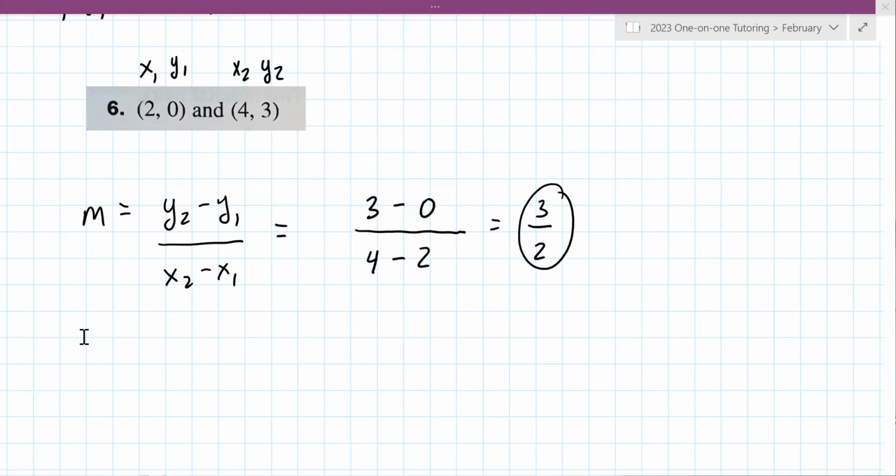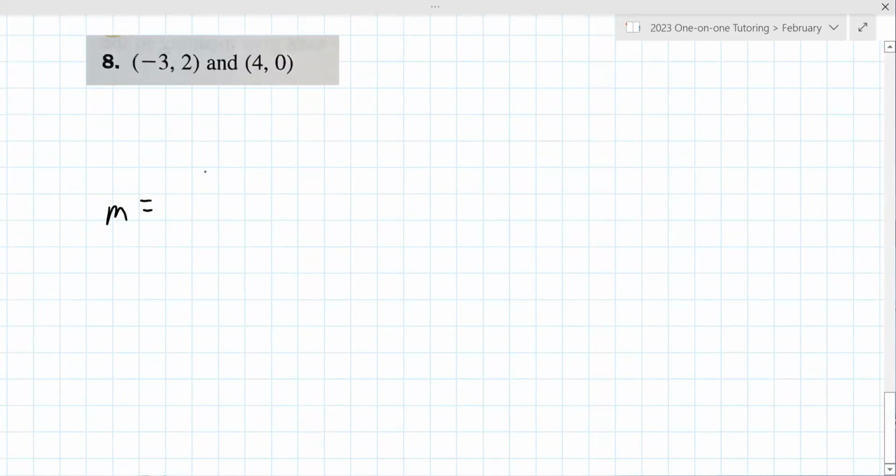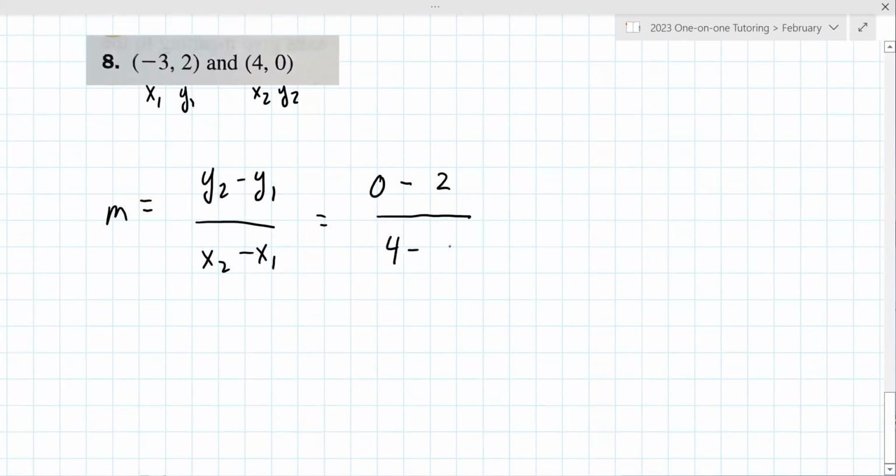That's going to be a little bit more complicated. Again, it's always good to write out that formula, y2 minus y1, x2 minus x1. And I like to label them x1, y1, x2, y2. So it's 0 minus 2 over 4 minus a minus 3. Whenever I substitute for negatives, I put it in parentheses. That just really helps there. -2 over 4 minus a minus 3, which is 4 plus 3, which is 7. That's your final answer on that one.